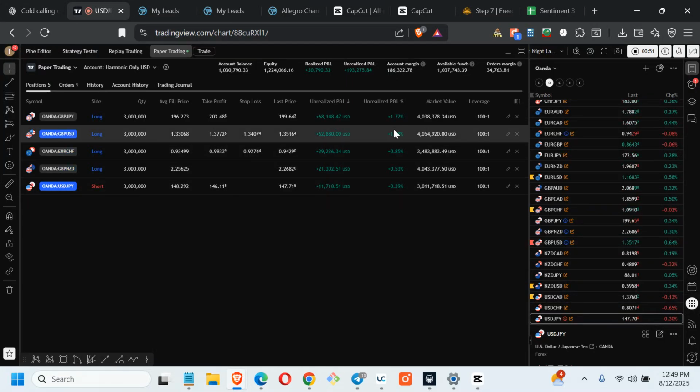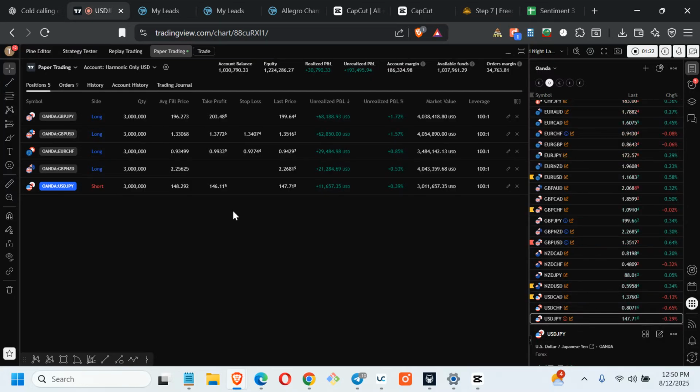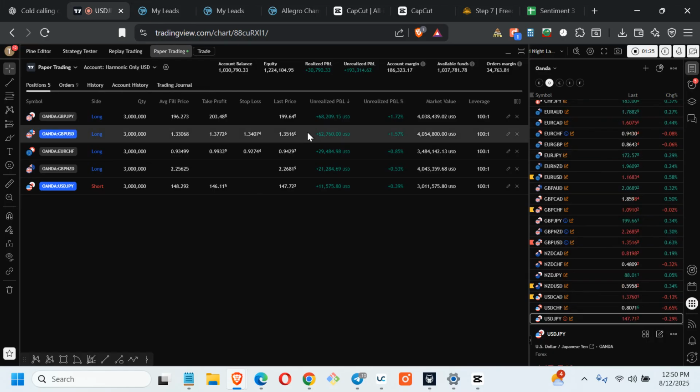Now, what's been a very tricky one to trade, no matter what strategy you're using, USD JPY is by far, in my experience, the most difficult, or USD JPY and GBP JPY, the most difficult ones to trade. And I'm using the harmonic strategy along with sentiment, which I call my core strategy, which is the contrarian order flow and reversal evaluation strategy. And what that is, it's the sentiment strategy.